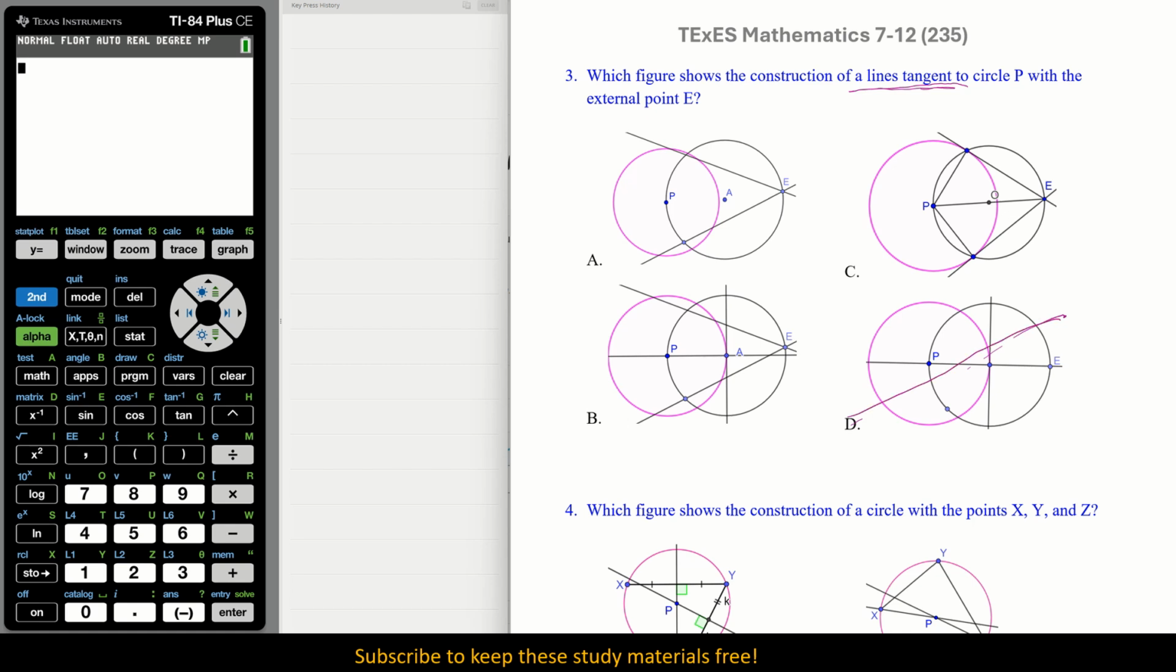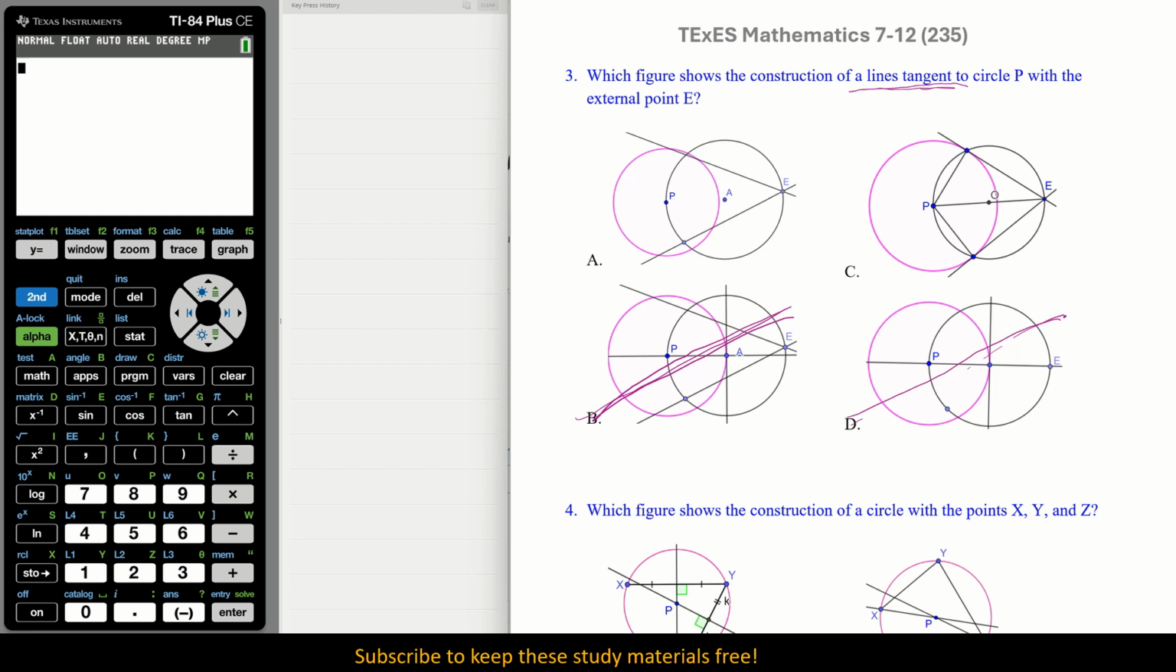Okay, so now let's look at B. I have lines going through the circle. Those are secant. And I'm not sure what this line through AP is helping. And then there's a line that is tangent at A, but that really doesn't give what they're talking about. So let's say that's not going to work.